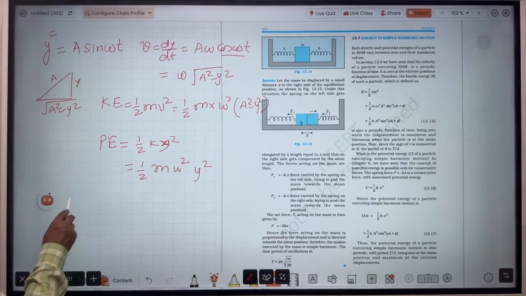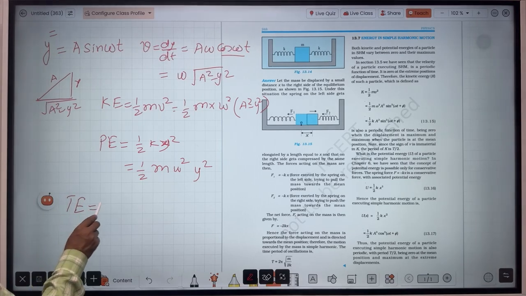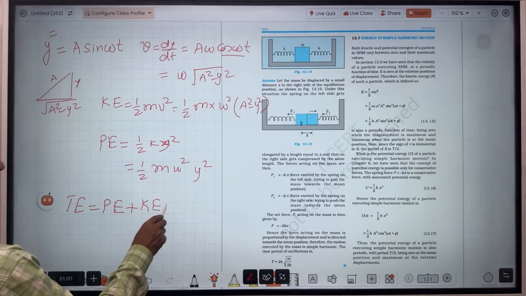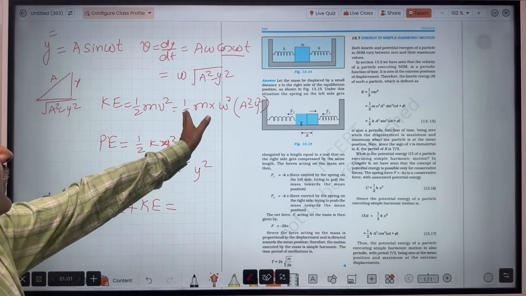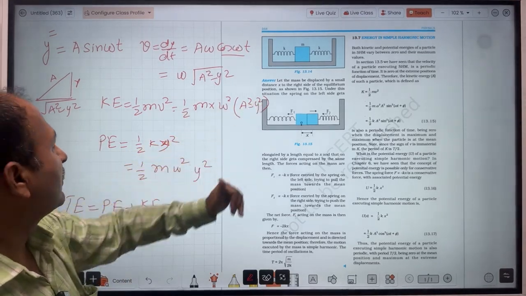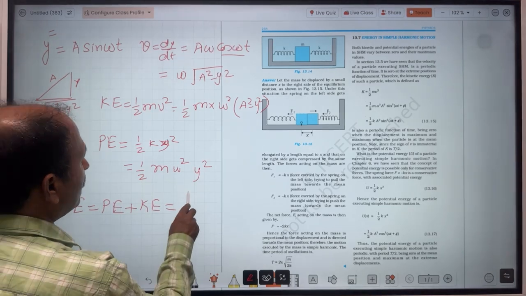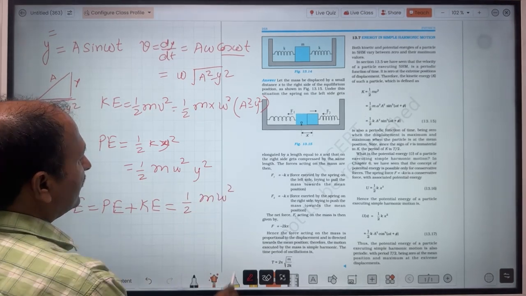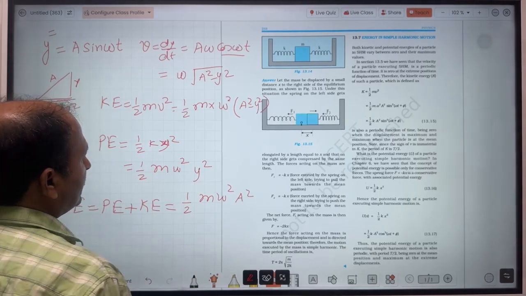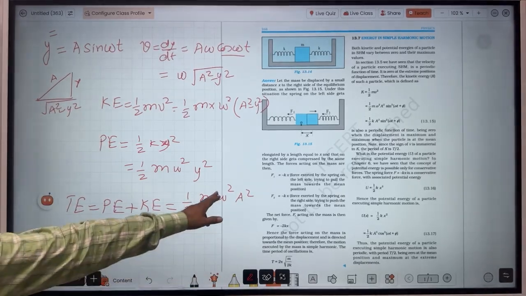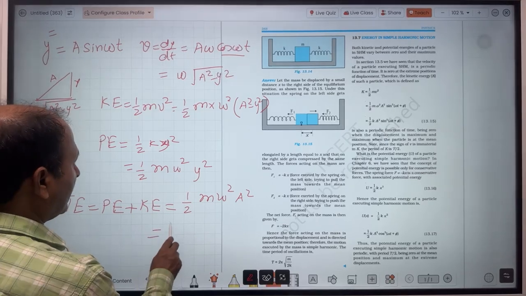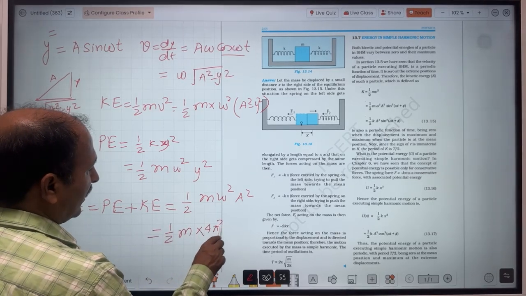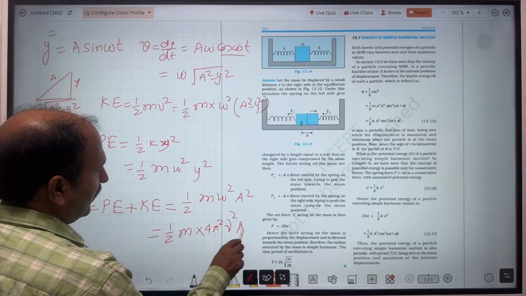Now we have to find out what is total energy. So total energy will be the sum of potential energy and kinetic energy. So after putting values, you will observe that this term 1 by 2 m omega square y square will cancel out. So you will be left with 1 by 2 m omega square a square. If you wish to write omega as 2 pi times frequency, you can further write it as 1 by 2 m into 4 pi square nu square a square.